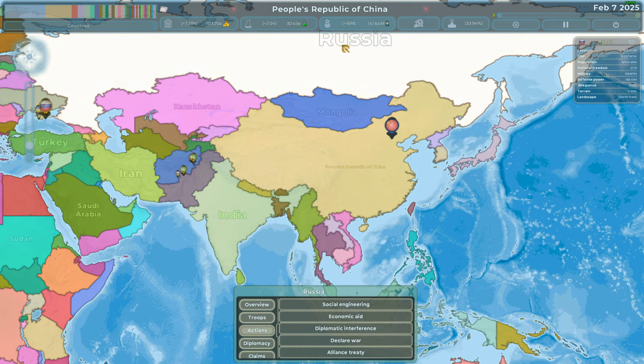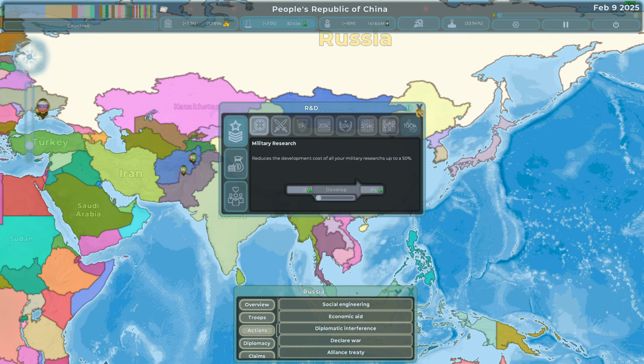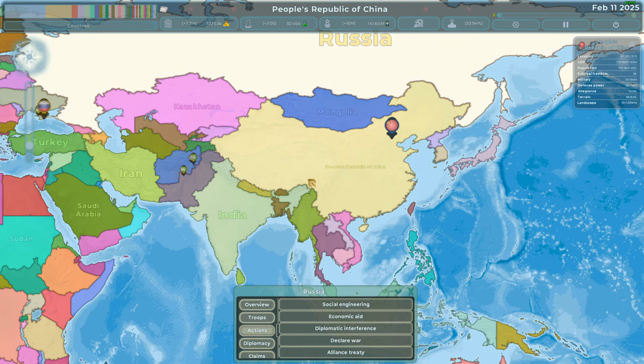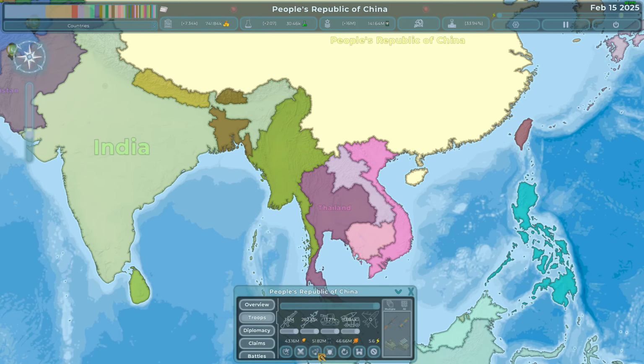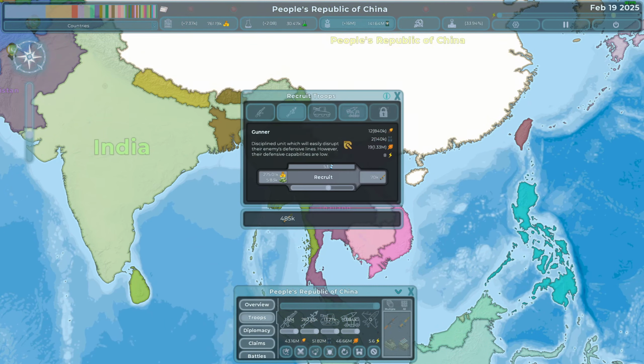Alright. What else do I want to explain? Military strength. Alright, so first thing, attack power. That's just your basic attack.